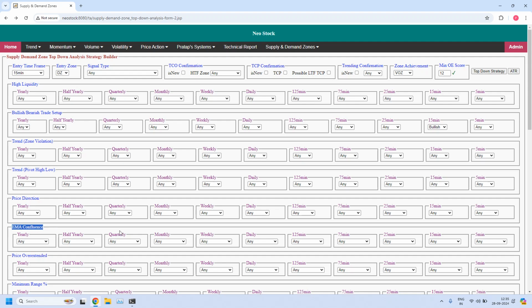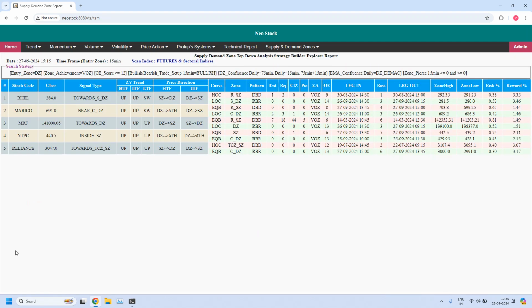In the EMA confluence at daily time frame, because 15 minutes and 75 together are part of the daily zone. If the daily zone stocks are having daily EMA confluence, the daily demand zone with daily EMA confluence, it's a high probability setup. Good, 5 stocks are filtered, and in all these 5 stocks the trend is uptrend. The daily trend is also uptrend. Because daily trend is uptrend, EMA confluence makes sense. It gives additional advantage.